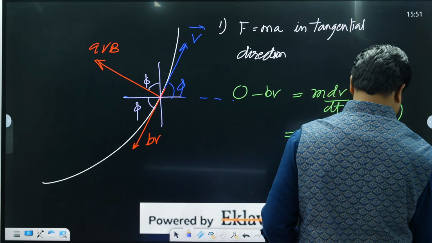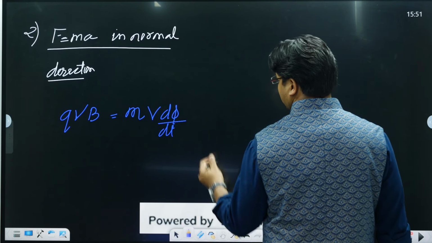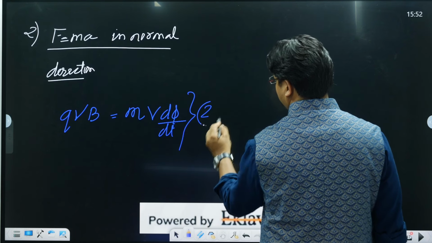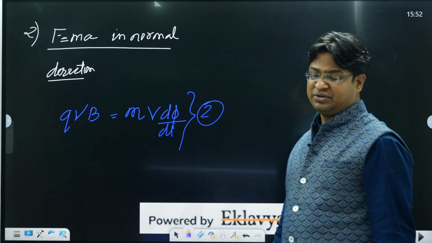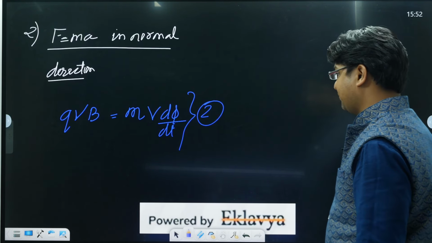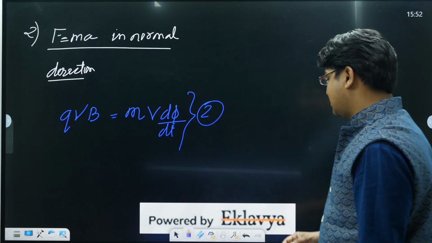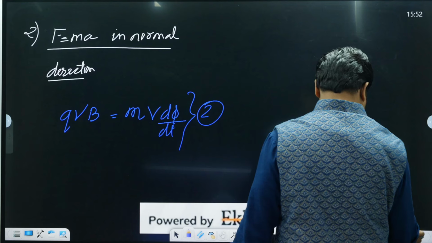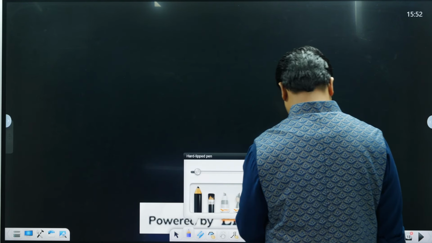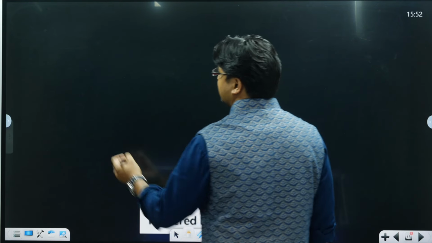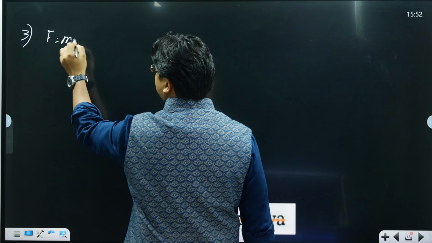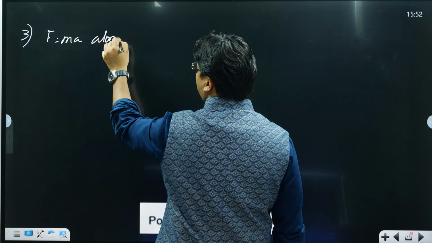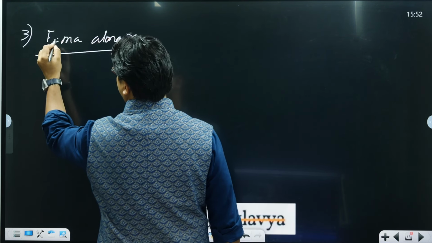Now, what was the color? I was using green color to write the equation. This time I use blue color. So this is my equation number 2. I'm going to use it later on. Next, I'm going to write the force equation in x direction. So next is F equal to ma along x direction.